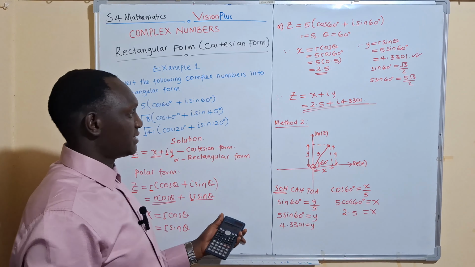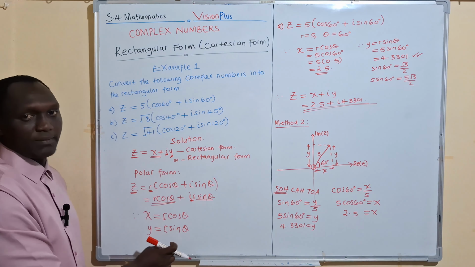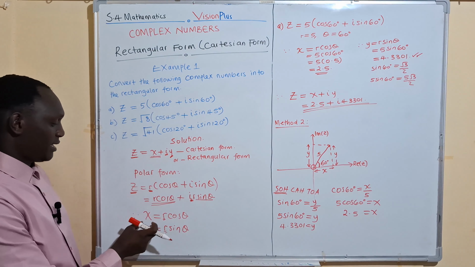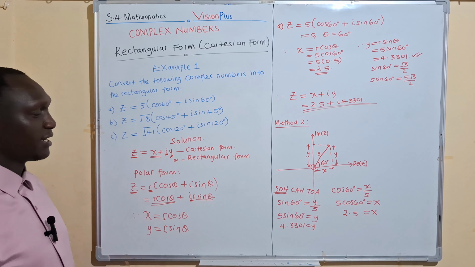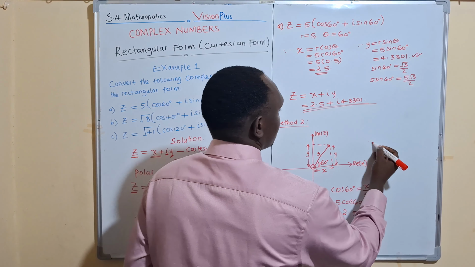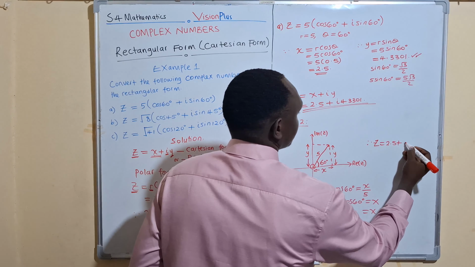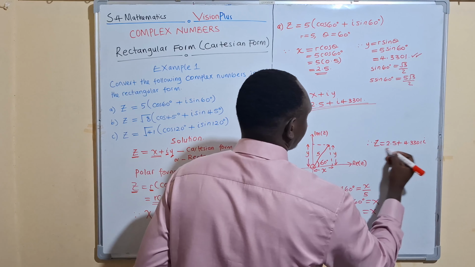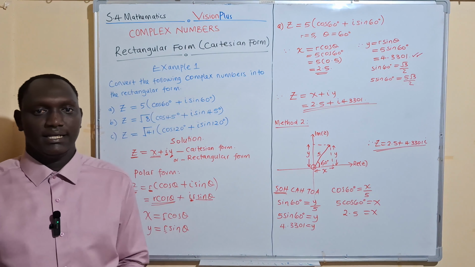So we have seen that if you're using the graph, you get the same answer as when you are applying this concept that x equals r cosine theta and y is r sine theta. Then from here you can go back and substitute. That means our z becomes the same answer, 2.5 plus 4.3301 i. This is the answer. So this is the solution to part A. Let us go to part B.